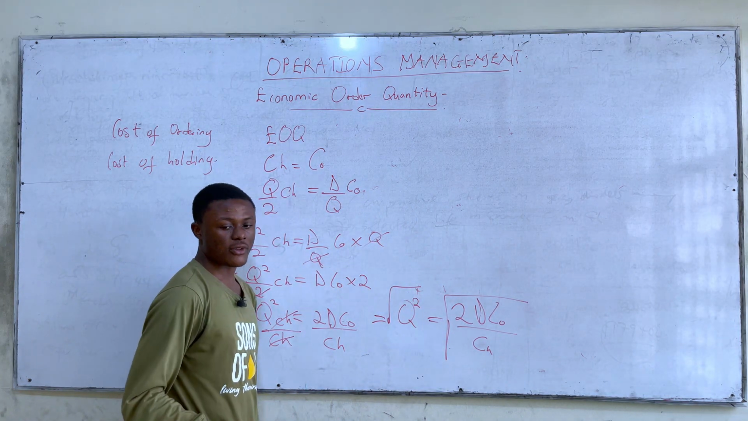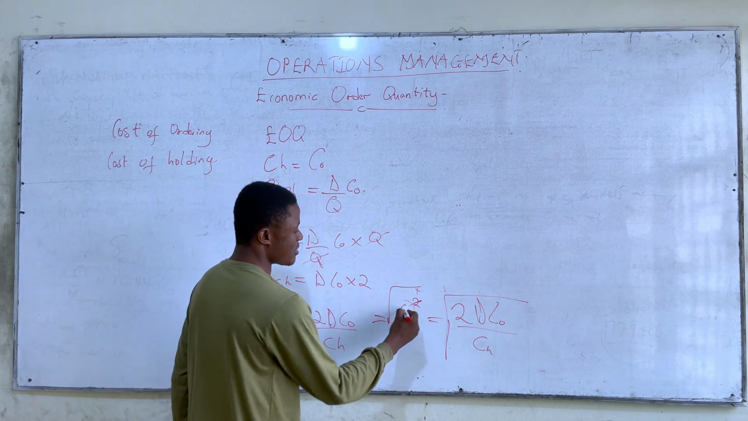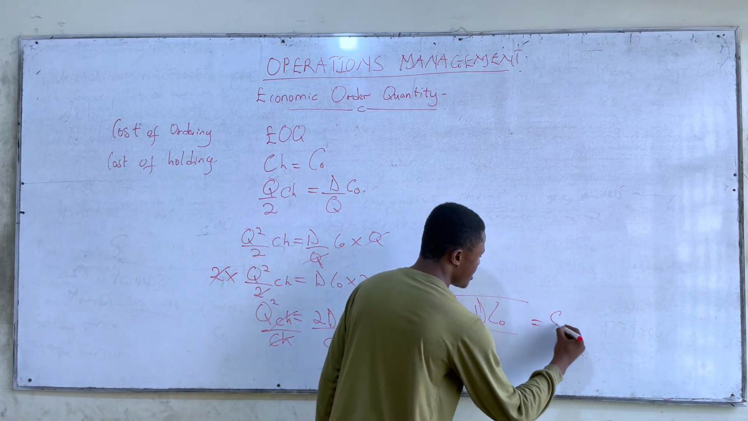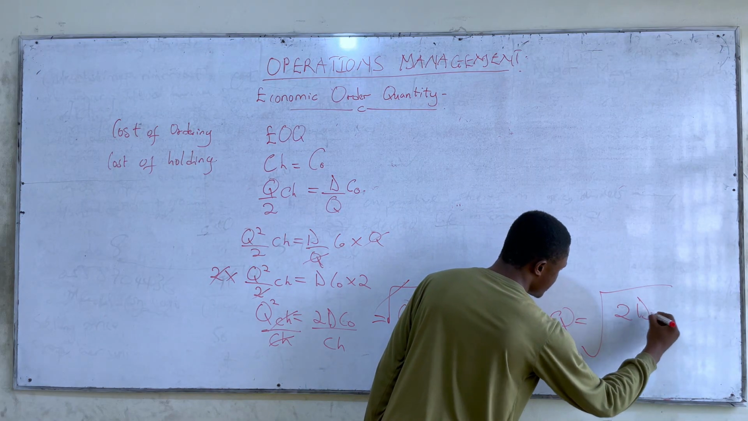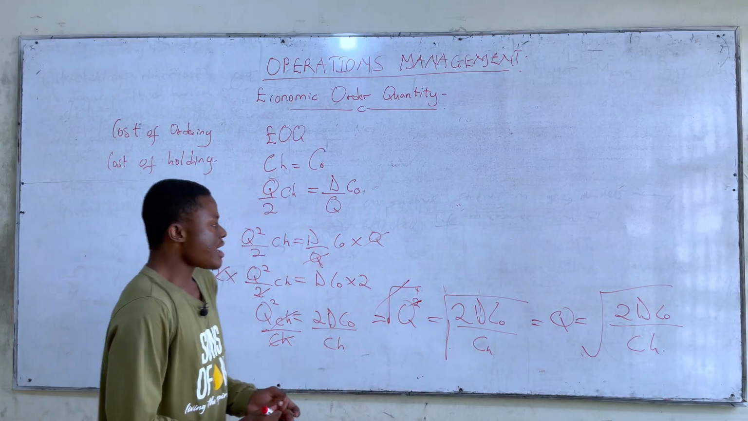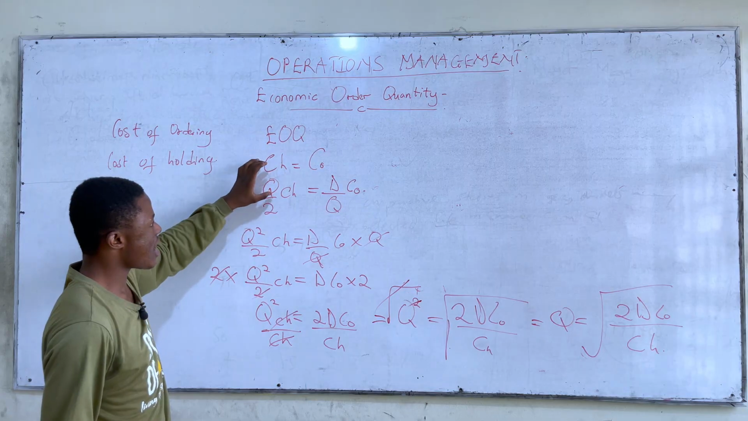Are we good? So if you are able to square root both sides, then what are we going to get? We are going to cancel these two by the square root, and then we are getting Q is equal to the square root of 2DCO divided by CH.